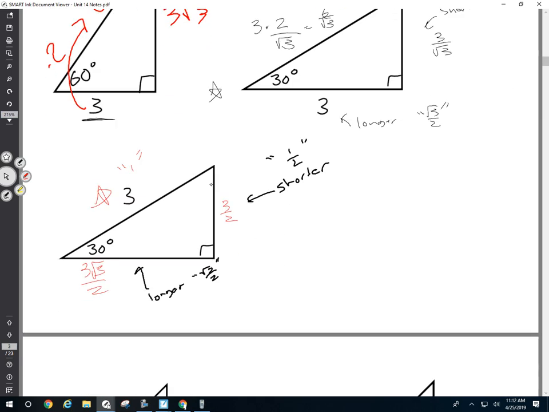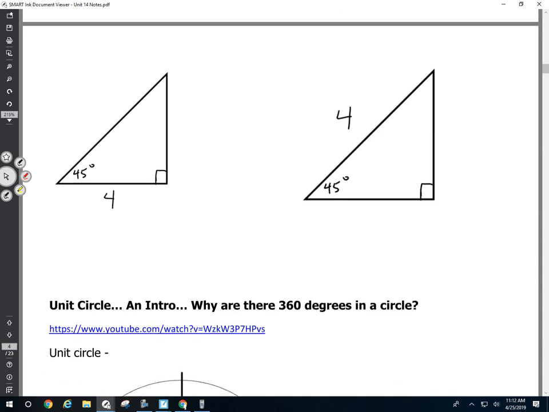Let's do this with a 45, 45, 90 triangle. And then we're going to watch a quick 5-minute video.